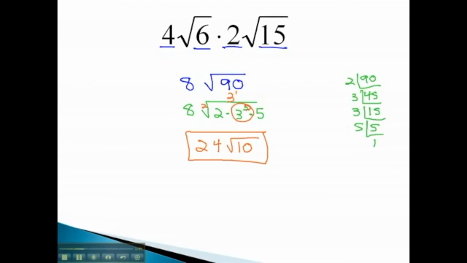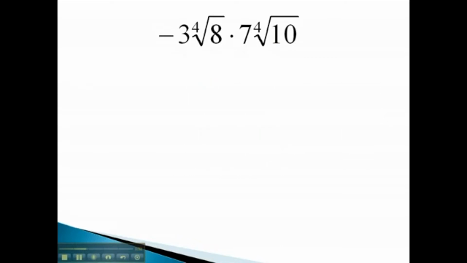Let's take a look at another example of a higher root that we can multiply together using this same method, and then reduce our final answers. Again, in this problem, because it's all multiplication, we'll multiply those numbers outside the square root. Negative 3 times 7 is negative 21. And then inside the fourth root, we'll multiply our numbers together as well. 8 times 10 is 80.